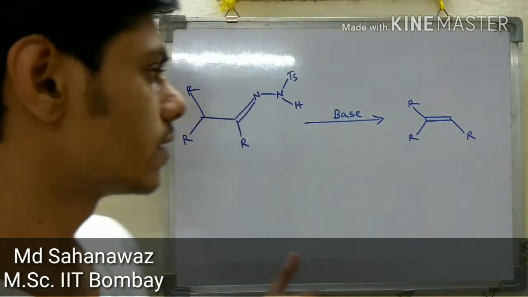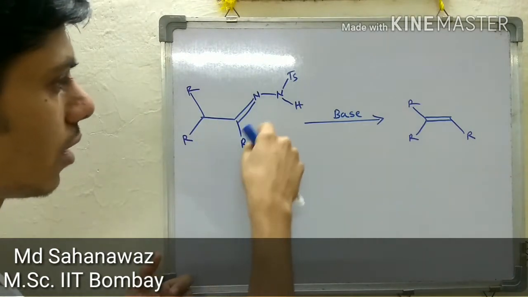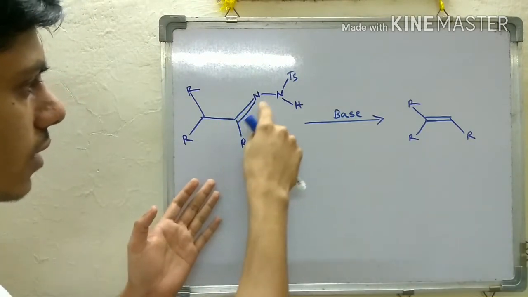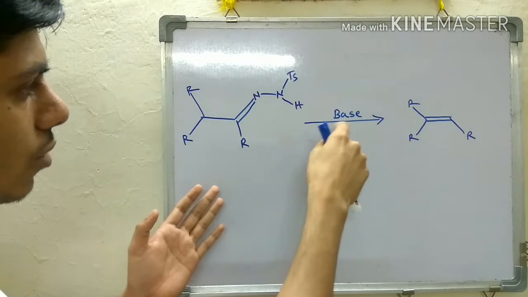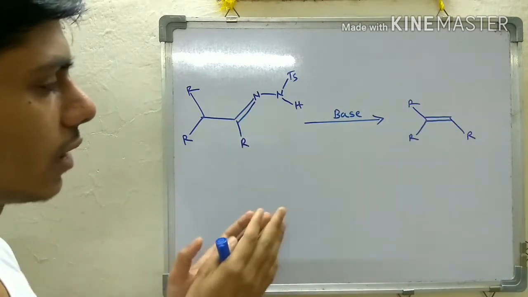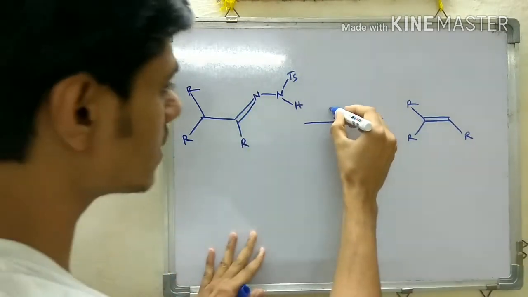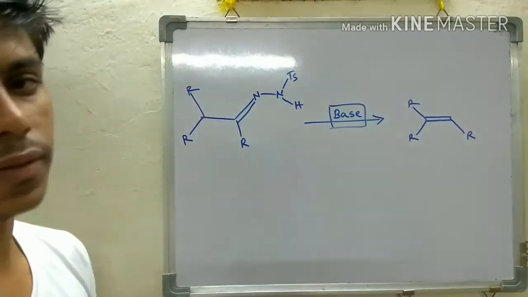These are the two reactions you can see. This is the tosyl hydrazone, and when you react it with base, you will get this alkene. Now, the base used is different for the two reactions.